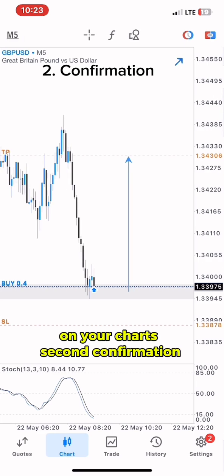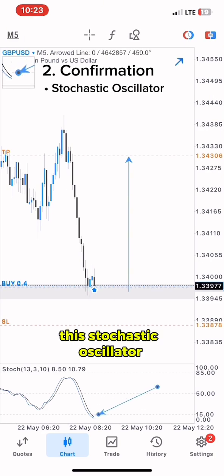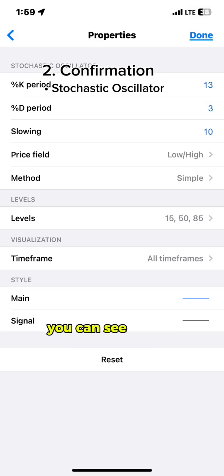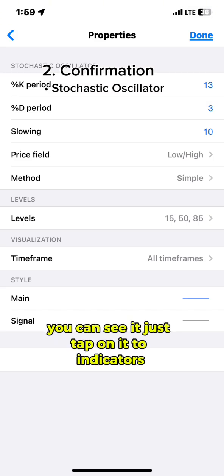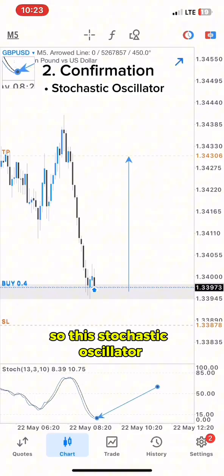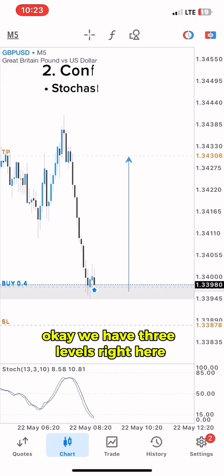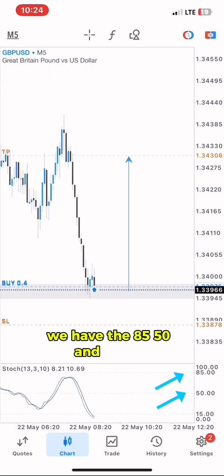The second confirmation I also add, most people don't use it. This stochastic oscillator, the settings are on the screen. You can see it. You just tap on indicators. The settings are displaying on the screen right now. So this stochastic oscillator is a very powerful indicator that I use. Okay, we have three levels right here. We have the 85, 50, and the 15.